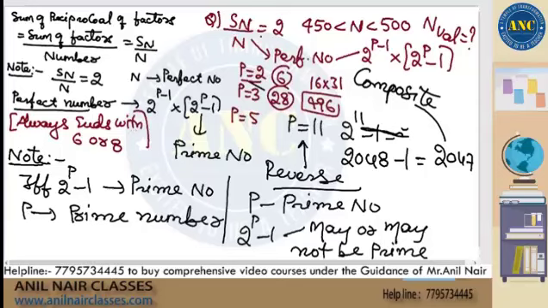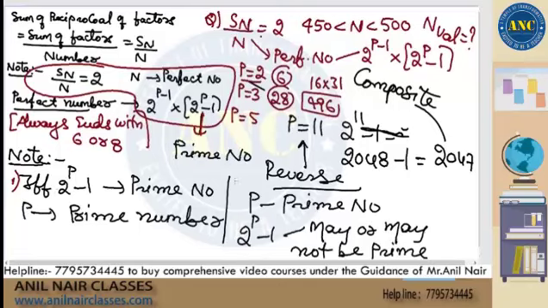Sum of the reciprocal of the factors is given by Sn by n. If the sum of the reciprocal of the factors comes out to be 2, then the number is said to be a perfect number. A perfect number will be of the form 2 power p minus 1 into 2 power p minus 1, and this number has to be a prime number. Two important points. If 2 power p minus 1 is a prime number, p will be a prime number. If p is a prime number, 2 power p minus 1 may or may not be a prime number. This is the example to prove that statement, and a question.